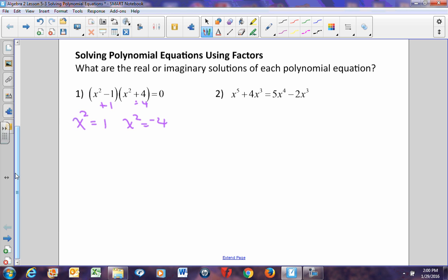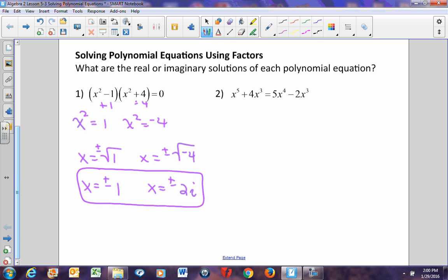So now if I have x squared equals 1, x will equal plus or minus the square root of 1, and x here will equal plus or minus the square root of negative 4. The square root of 1 is 1, so x can equal plus or minus 1, and the square root of negative 4 is 2i, so x can equal plus or minus 2i. So our real number solutions are plus or minus 1, and our imaginary number solutions are plus or minus 2i. Sometimes you will only have real number solutions, sometimes you will only have imaginary number solutions, and sometimes, as in this case, you will have both real and imaginary number solutions.